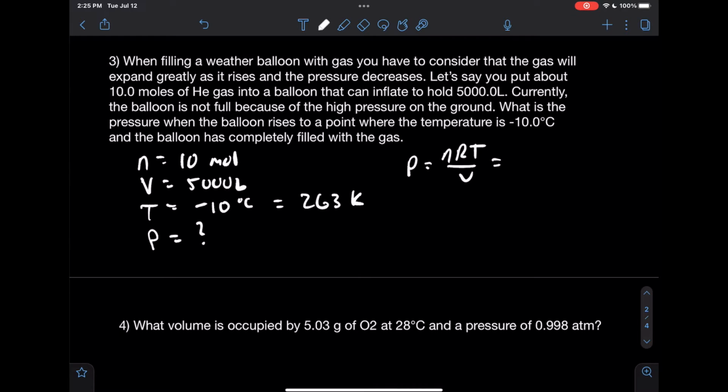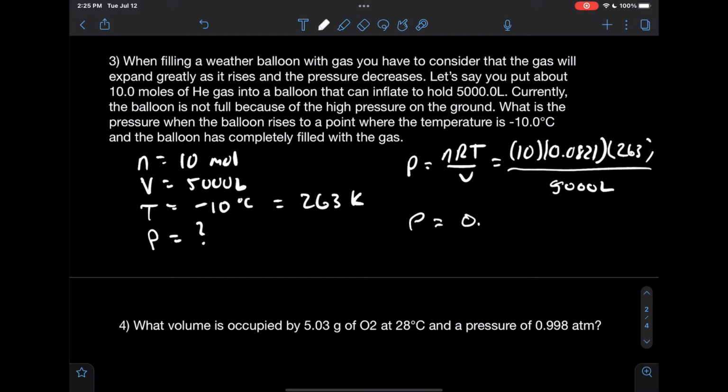So rearranging the ideal gas law equation, P is equal to nRT over V, which is equal to 10 moles times 0.0821 times our temperature, which is 263, divided by our volume, which is 5,000. After plugging this into our calculator, we'll find that the pressure is equal to 0.043 atm.